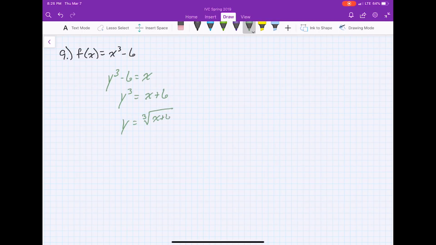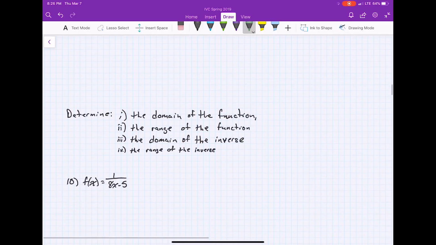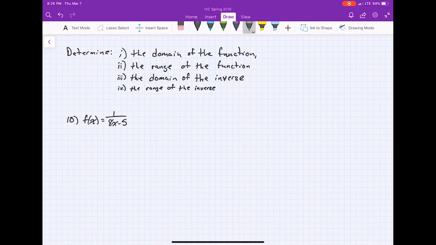So the inverse function is always going to be positive for a cube root. So inverse function of x is going to equal the cube root of x plus 6. So there you go for that guy. On to number 10.